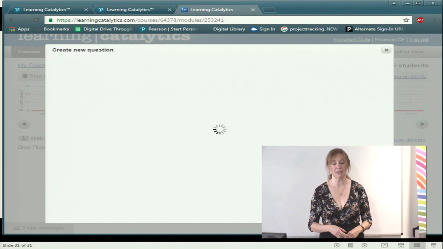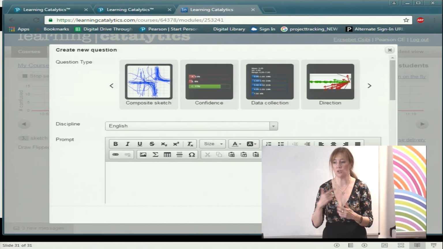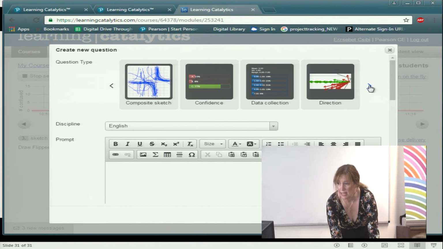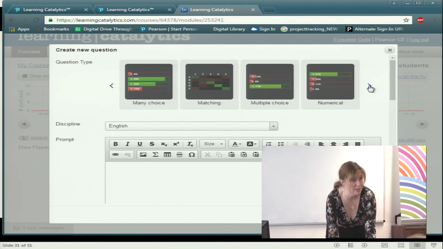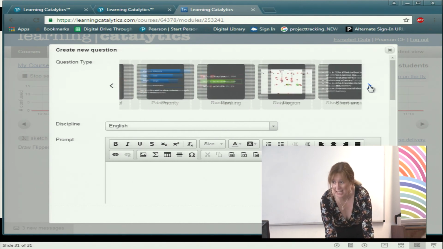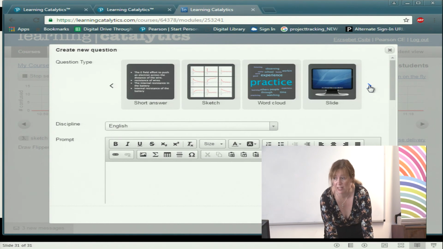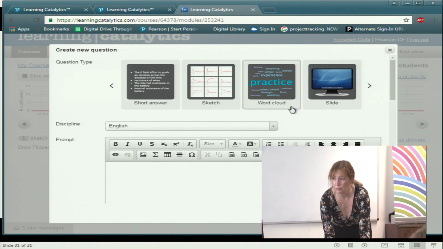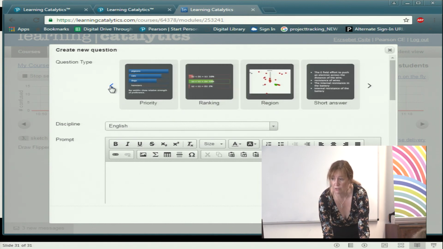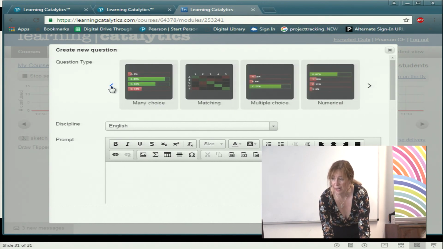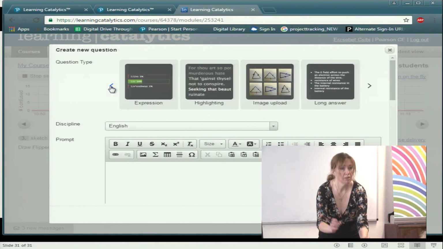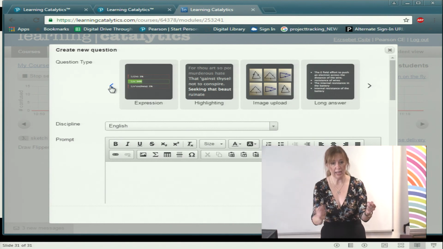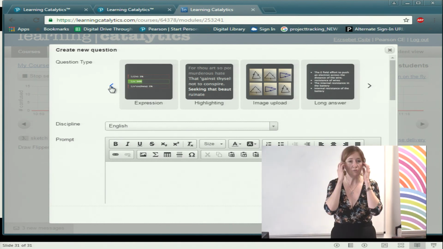When you want to create a question, you just need to choose the question type, and as I said, this is good for a lot of things, even for maths and physics and chemistry and all the sciences. But you can also share slides with it. There are word cloud, sketch, short answer, region, ranking, priority, numerical, matching, highlighting. You have a whole text and they have to highlight some parts. So you can use it for a lot of things.